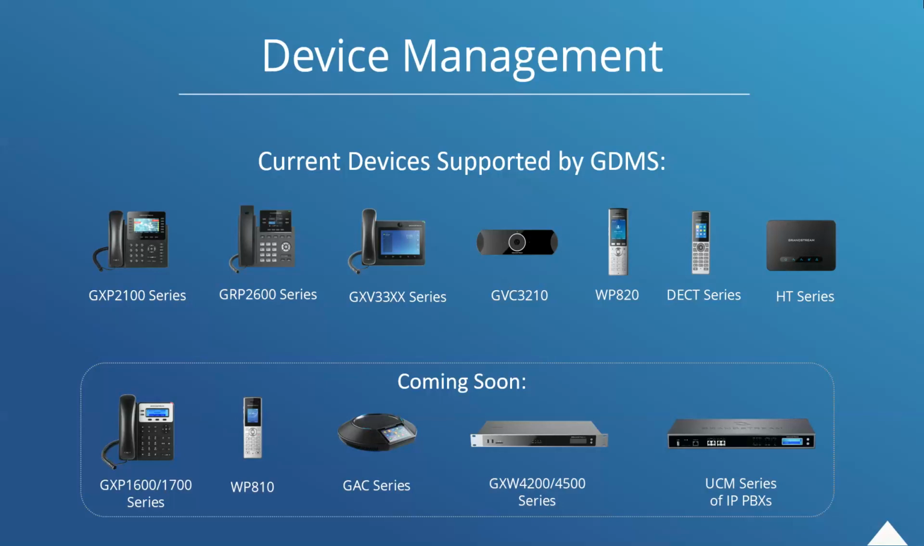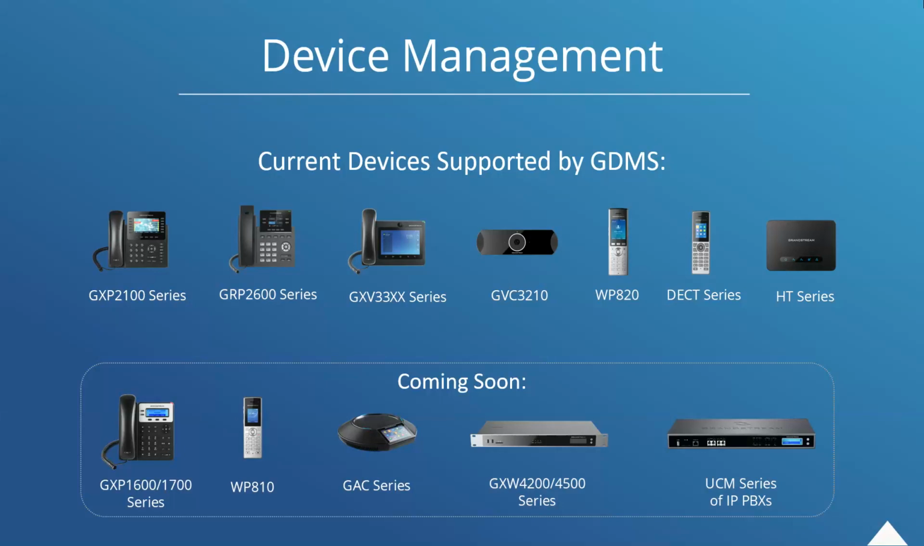It is currently still in beta, so some of the devices here, I believe it's the GXP 2100 series and our GXV Android phones, and I think our HT series, actually require a beta firmware to be loaded onto the individual devices before they're able to connect to the GDMS. Of course, once the GDMS reaches live, those firmware options will be out of beta and live as well, so those devices will connect, no issues whatsoever.